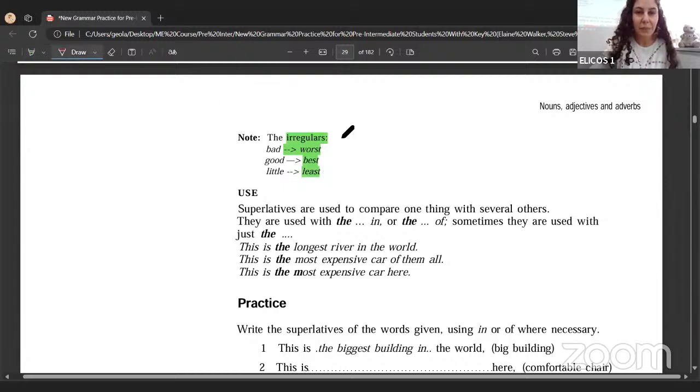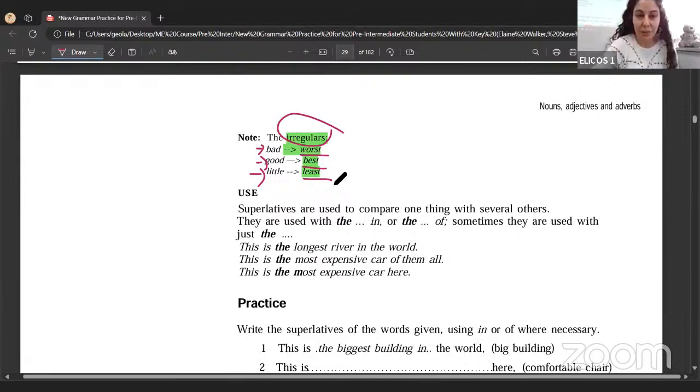So just remember these irregulars. This means that they break the rules. They don't have an EST or the word most. They have their own rules. And you just have to remember these words: bad, good, and little. So you say worst, best, or least, when we're talking about one noun compared to many.